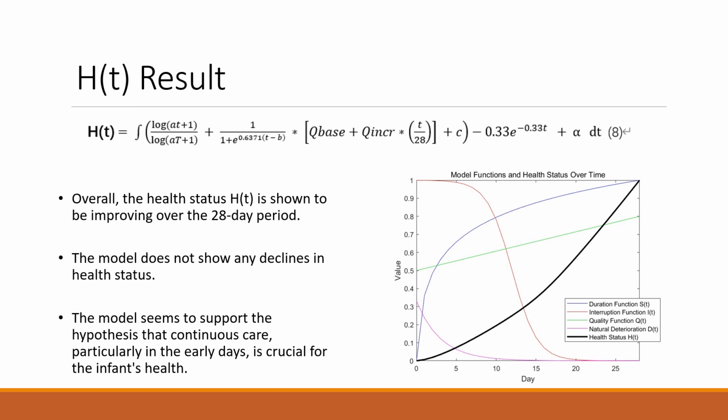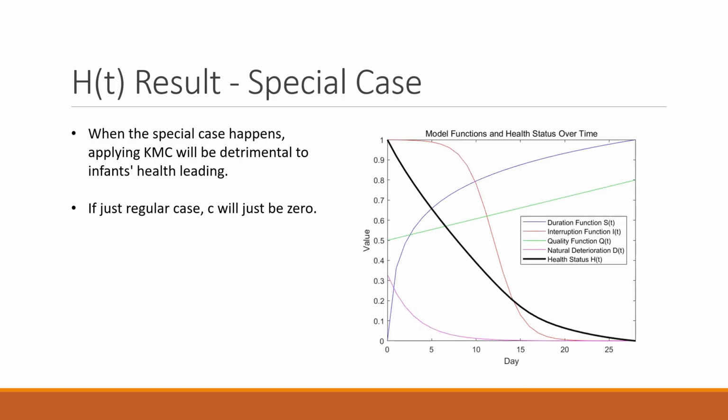For the HT results, if we put in the final result, the overall health is shown to be improving over the 28 day period. The model does not show any decline in the health status if we apply it to our database. The model seems to support the hypothesis that continuous care, especially in the early days, is very crucial for the infant's health. However, the special case is very different, because some infants are just not good for KMC. If we apply more and more KMC treatment to them, their health may even decrease, making their health issue deteriorate.